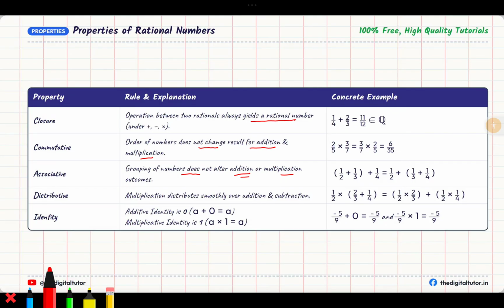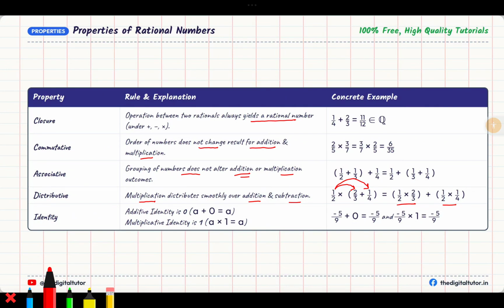Next is the distributive property. Multiplication distributes smoothly over addition and subtraction. Here half is being multiplied to 2 by 3 plus 1 by 4, which are in the brackets. So half will first be multiplied with 2 by 3, and then half will be multiplied with 1 by 4, as we see here.